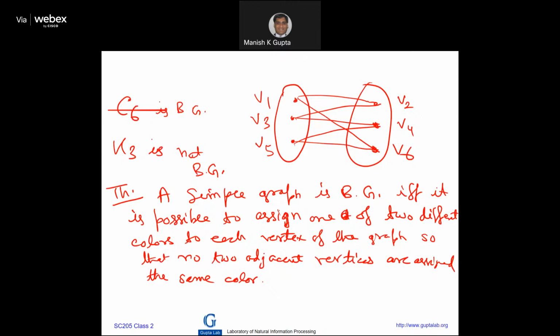If the graph is bipartite, one collection will be V1 and another collection will be V2, such that there is an edge between any vertex in V1 and any vertex in V2, and no edge between any two vertices in V1 or any two vertices in V2. So one vertex set I can assign one color, another vertex set I can assign another color. So we are able to color it. Very simple thing. Got it?